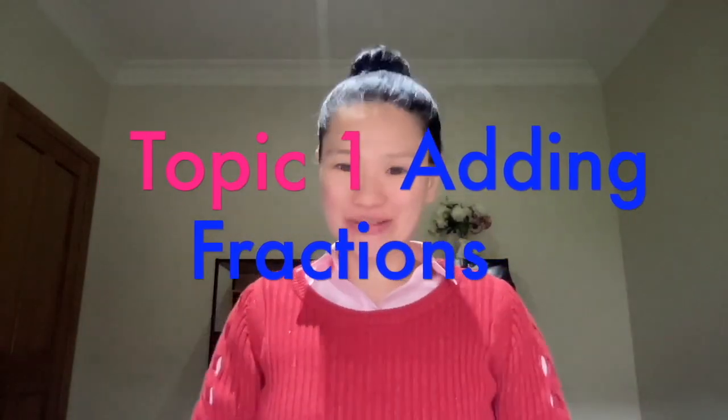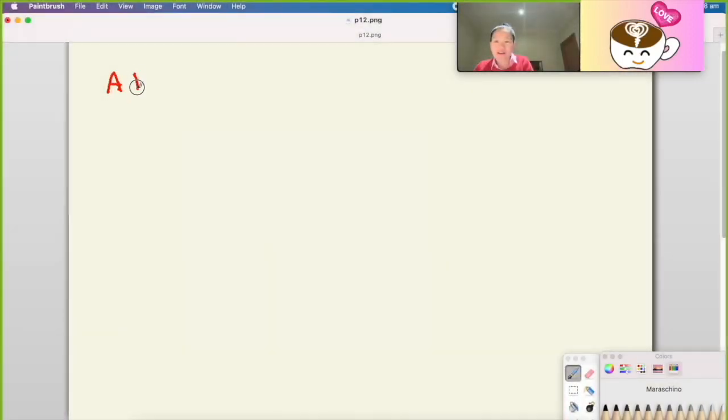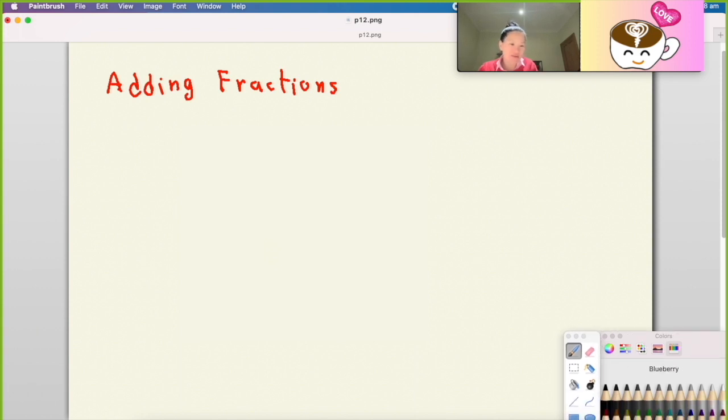If you're ready, let's go together. We're going to learn how to add fractions. Can you write down with me? Our fractions have the same, or we could say, like denominator.